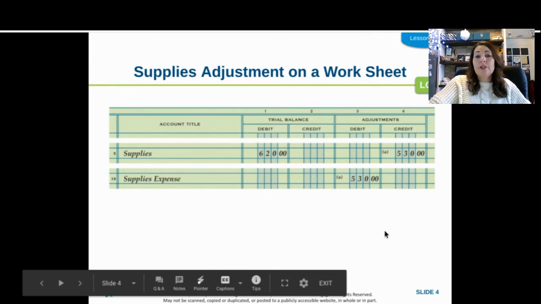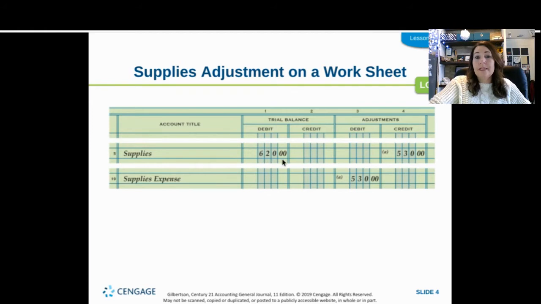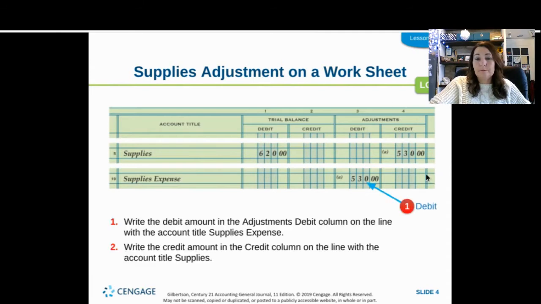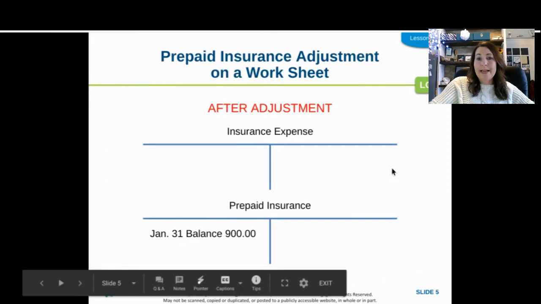Whenever I put the supplies adjustment on the worksheet, I'm going to go to my supplies row where I had this previous debit of $620. I'm going to go over to my adjustment columns and put in my credit of $530, because that's what we're reducing the amount of our supplies by. That A is going to correspond down here to the supplies expense, where I'm going to have a debit, because all expenses have a debit when they're increasing. They're a running total of $530. We're going to put that A in parentheses.